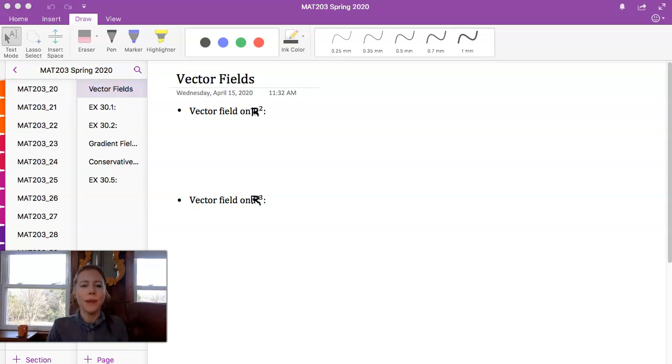Hi class, welcome back to multivariable calculus. In this lecture, we're going to be looking at both vector fields and flow of vector fields.